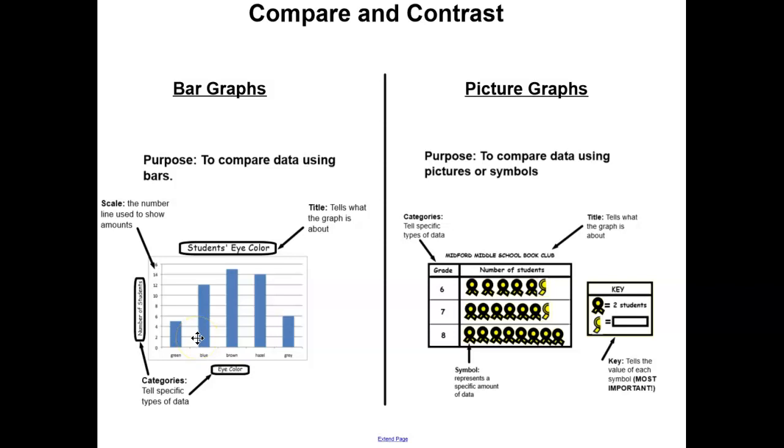I hope you were also able to say that both have a title, and both of the titles tell what the graph is about. They also both have specific categories that you'll have to consider because the categories allow you to understand the graph. They tell you the specific types of data. Wonderful job.